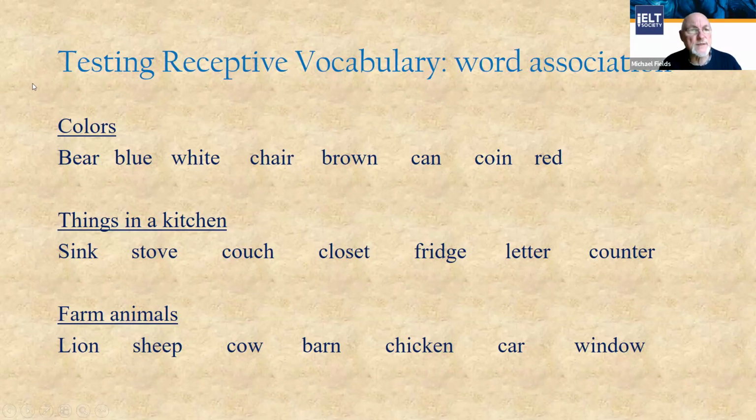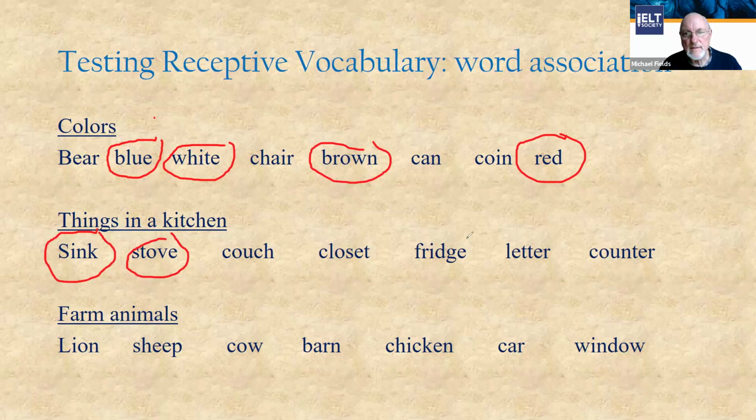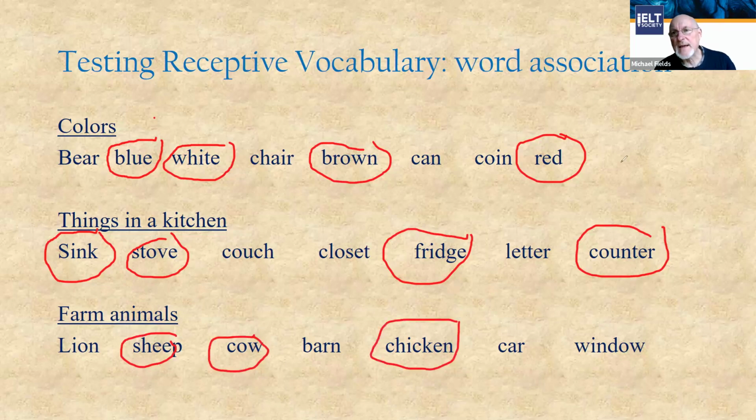We might do a kind of word association where they simply have to circle. And it's not necessarily for lower levels, but they have to circle the words that are colors, right? Or they have to find things in a kitchen. Or they have to identify farm animals. So this, again, is a kind of receptive test.